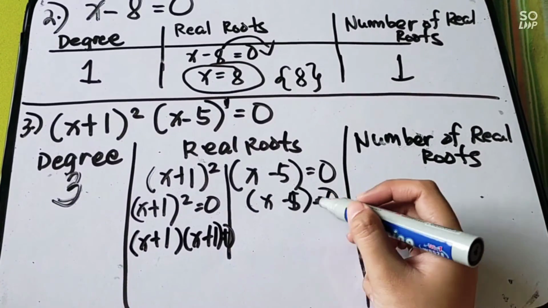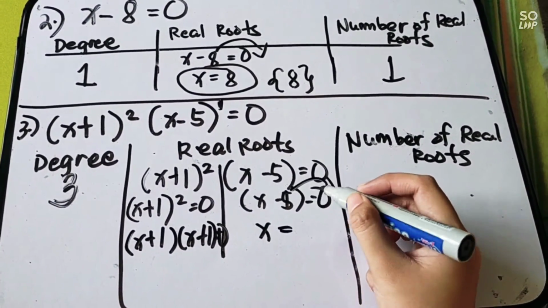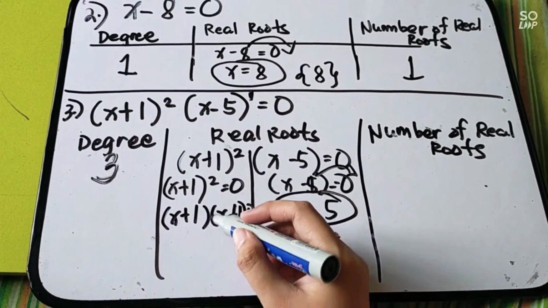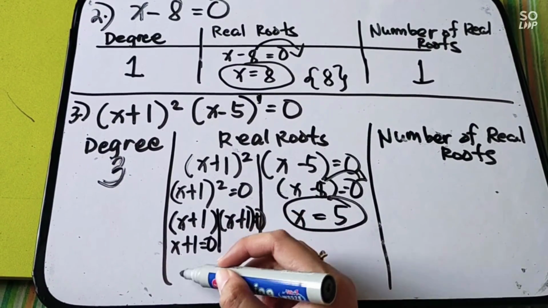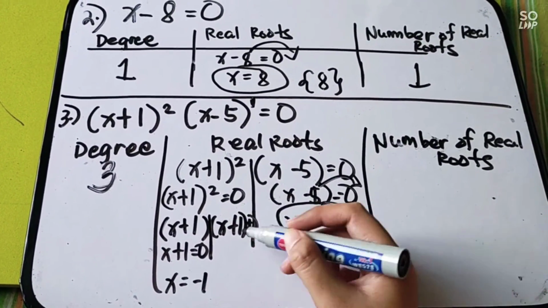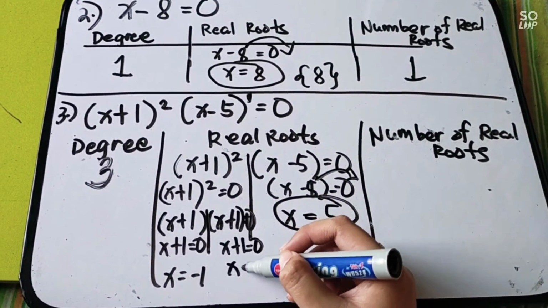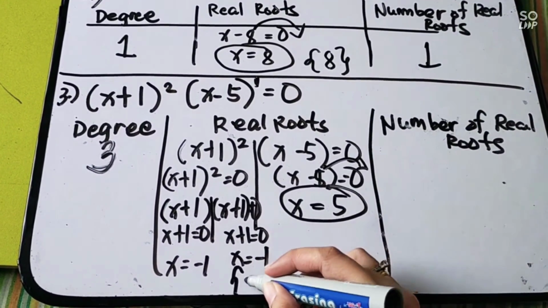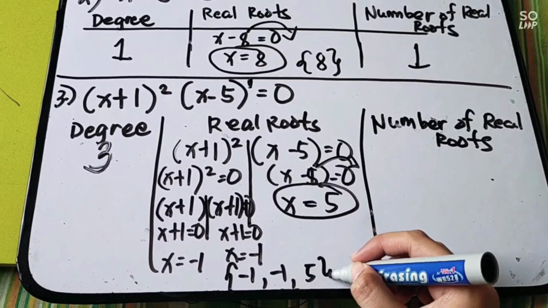Ayan. Then, this one, pwede mo na itong isolve. That is, x is equal to, transpose mo lang, positive 5. Ito na yung isa mo. Next, this one, separate mo ulit. X plus 1 equals to 0, x equals to negative 1. Then, this one, x plus 1 equals to 0, x equals to negative 1. Meaning, our roots are negative 1, and positive 5.